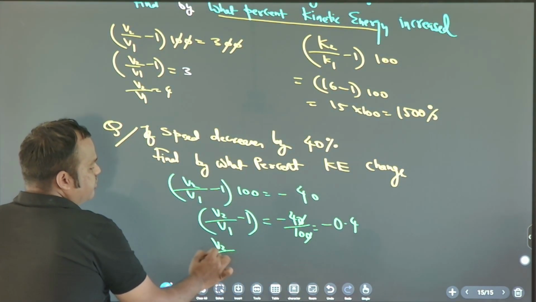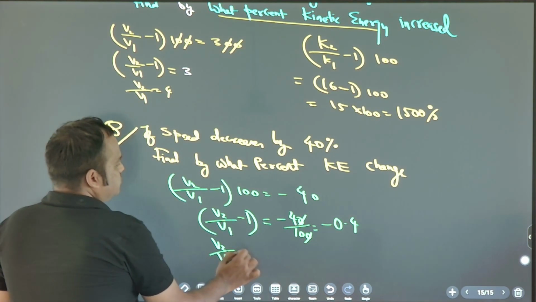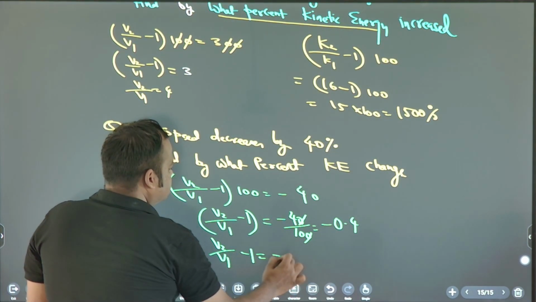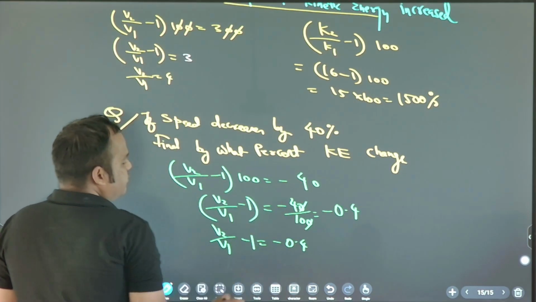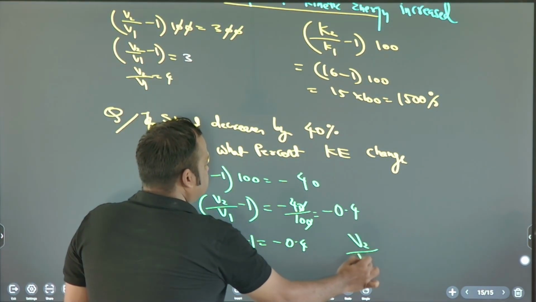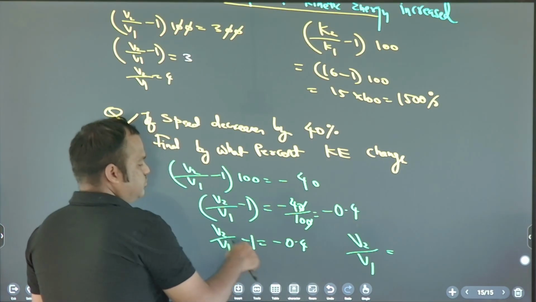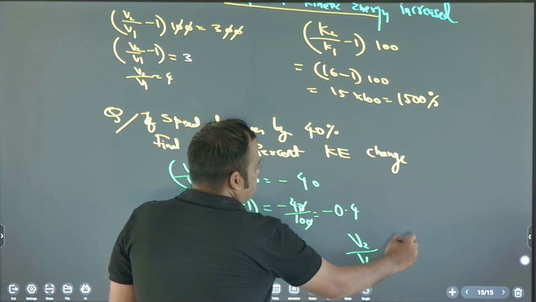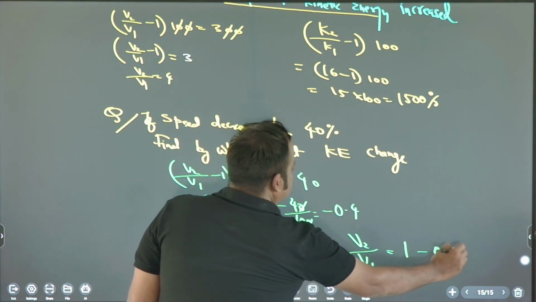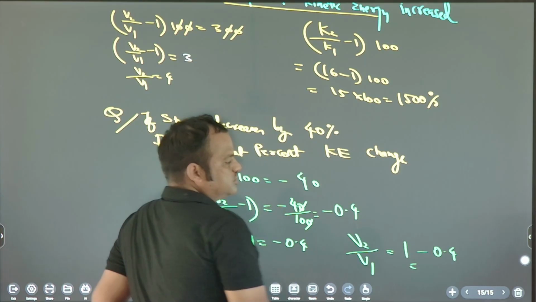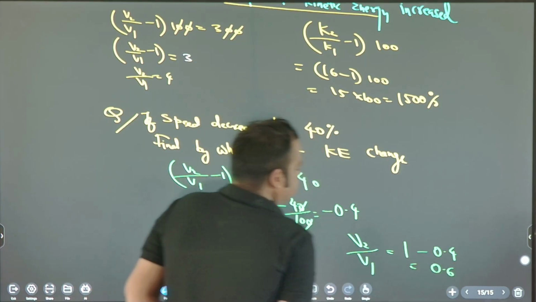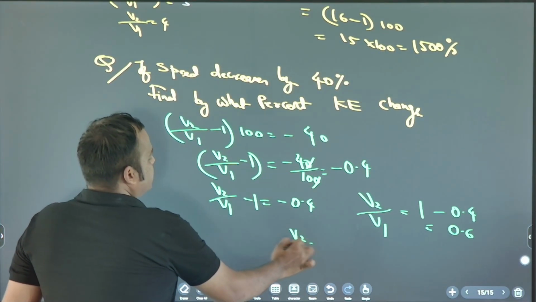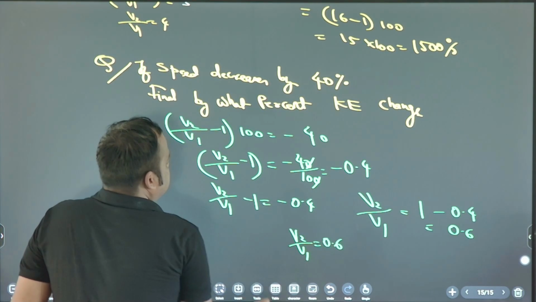So what is V2 by V1? V2 by V1 minus 1 is minus 0.4. Take minus 1 to the right side, it will become plus 1. 1 minus 0.4, 0.6. Very good. So V2 by V1 is 0.6.